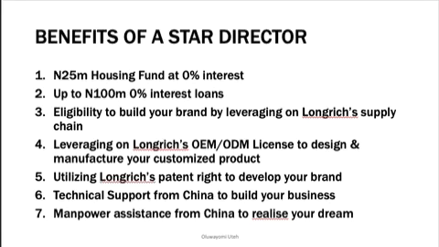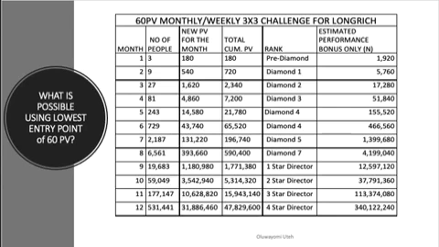But let me show you something. What is possible on this platform? Look at this. On this platform, if you come in at the lowest level, which is 60 PV, and you bring in three people who bring in their three, who bring in their three, who bring in their three, who bring in their three, just in the multiple of three, everybody just doing 60 PV. Nobody is doing anything more than just bringing people. You can go from any 1,000 naira to any 340 million and becoming a four-star director. It is possible. People have done it and you can do it too.